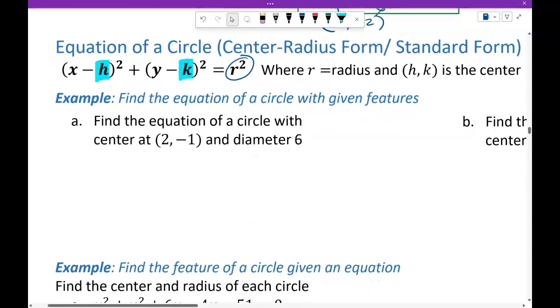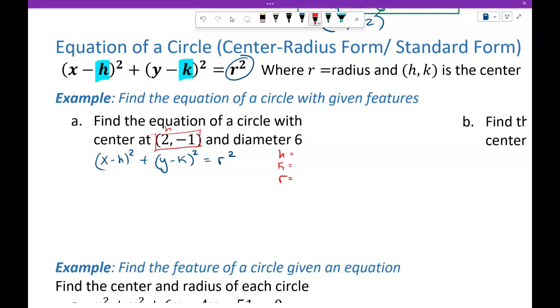So we want to find the equation of a circle with these given features using our formula. So if we have x minus h squared plus y minus k squared equals r squared, what we need to do is find the values of h, k, and r. Well, our center is given, so our values of h and k are 2 and negative 1. So we can substitute those into our equation. X minus 2 squared, y minus negative 1 squared.